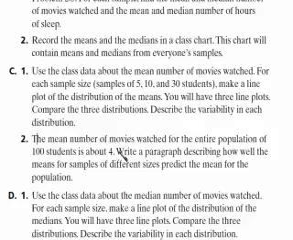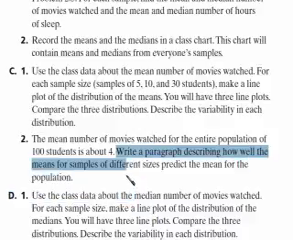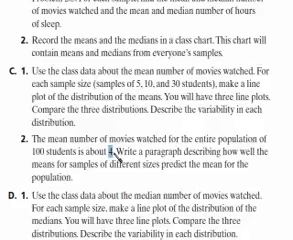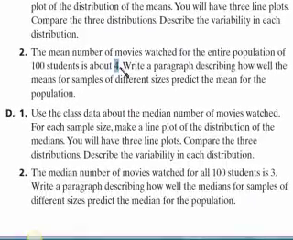You're asked to write a paragraph describing how well the means for the different sample sizes predicted the means from the population. So talk about the sample size 5, 10, and 30. How did they compare to the actual mean, which was 4? If you need some help with that question, check in with me.